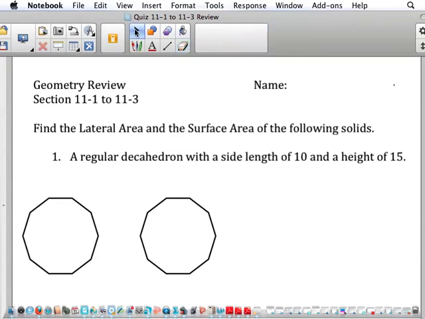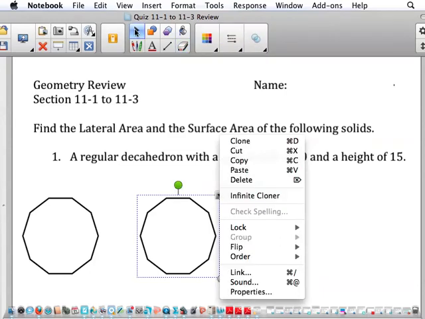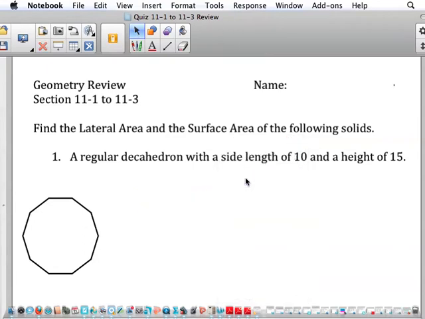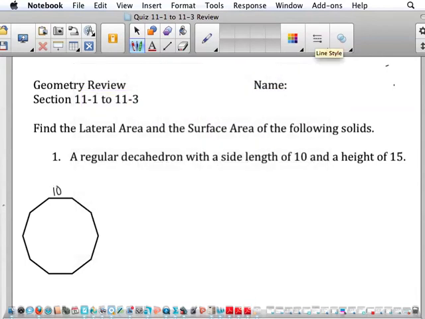I'm going to get rid of some of this, I have a lot on here. One of the sides has a length of 10, and the height is 15. So I have to find the area of the base. The lateral area, remember, is the perimeter times the height. The surface area is equal to the lateral area plus 2 times the area of a base. So let's take a look at this base.